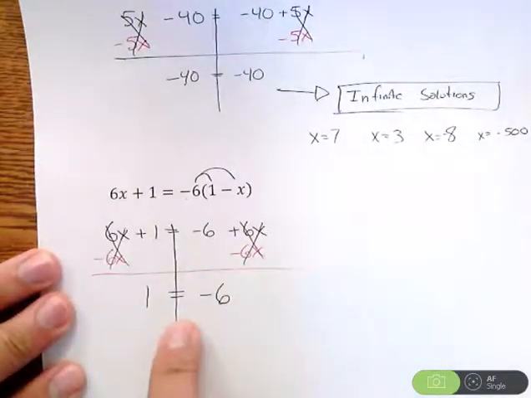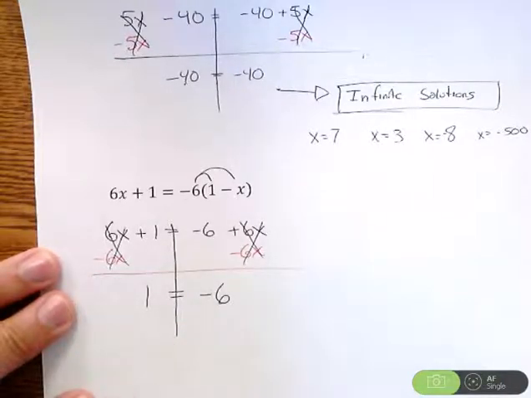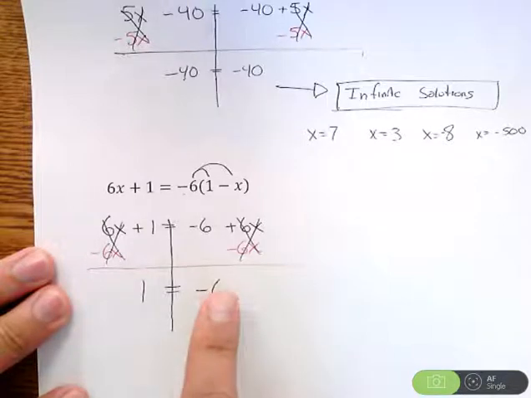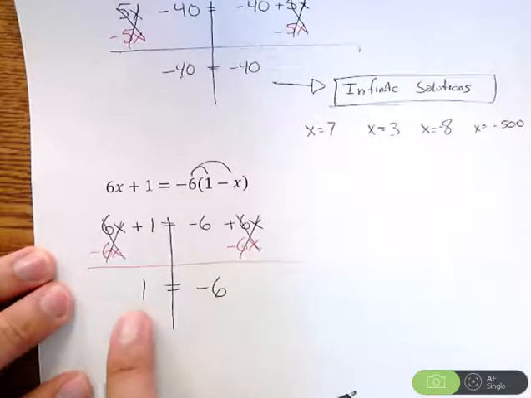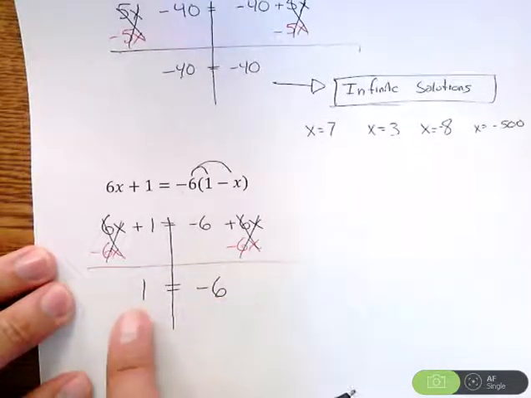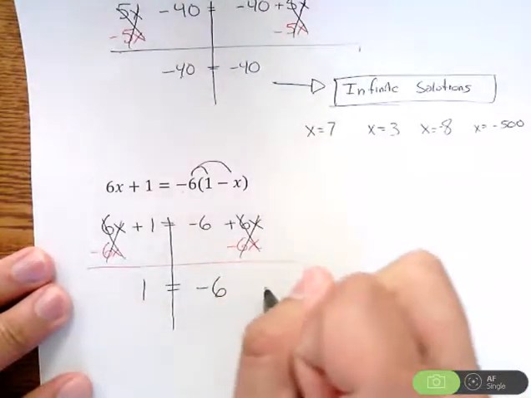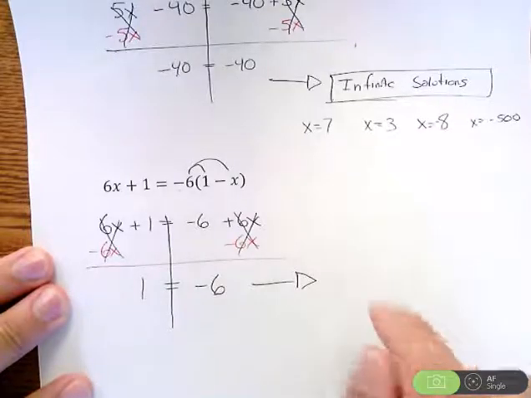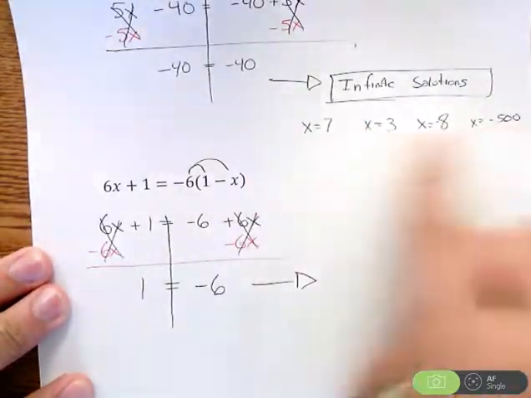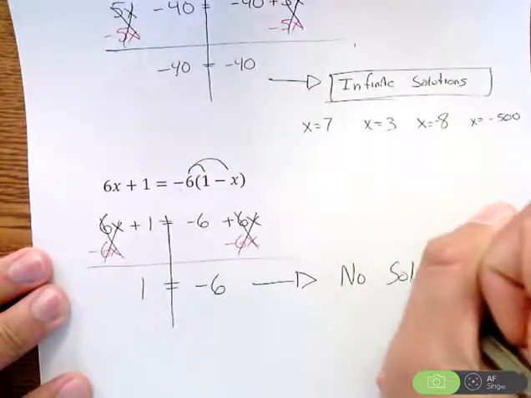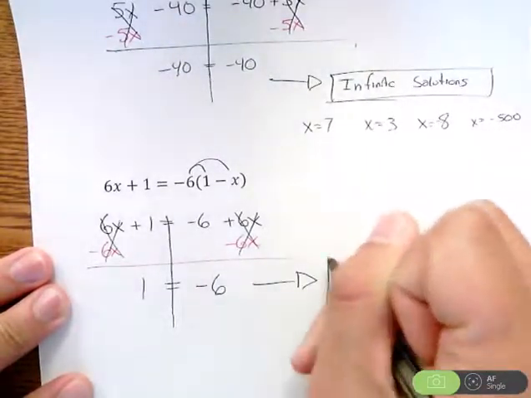All my x's, again, completely disappeared. That does not mean we did anything incorrect. We just have to look at what's going on. What I have here is 1 equals -6. Ask yourself, does 1 ever equal -6? No. They are different numbers, so it's not going to work. This is the opposite of infinite solutions, where multiple answers work. Here we get no solution.